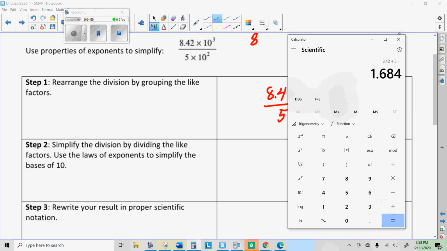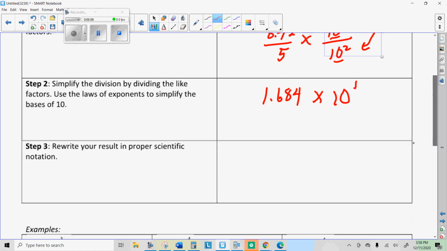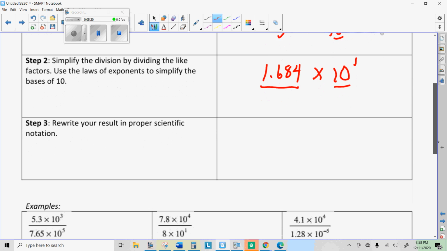And that's 1.684. And then when you're dividing powers, if they have the same base, you can just subtract the exponent. So I would do 3 minus 2, which is 1. And then the last thing you want to do is just check to make sure that's in scientific notation, that this number is greater than 1 but less than 10, and that this is a power of 10, which it is. So we're good on that one.